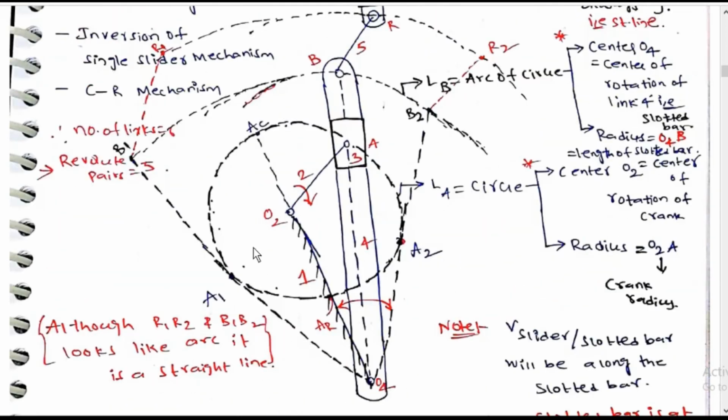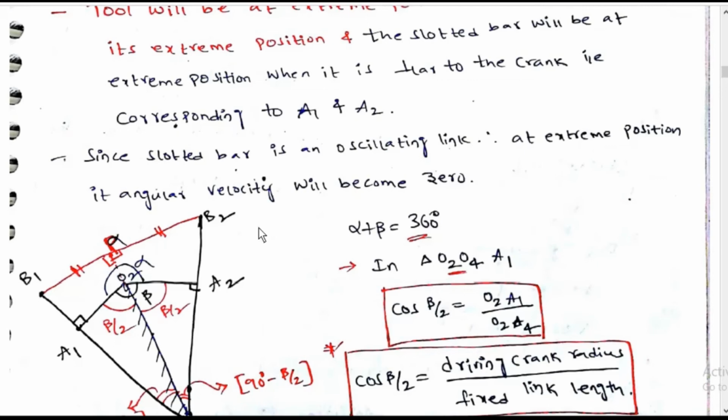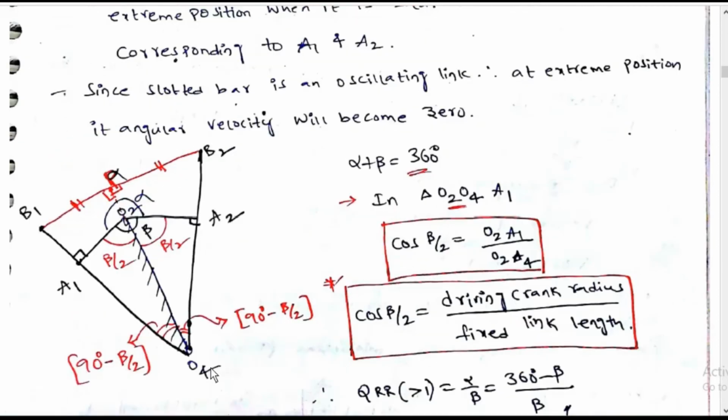At A1 and A2, this OA will be perpendicular to this slotted bar, at the extremes of the circle. Since the slotted bar is an oscillating link at an extreme position, its angular velocity will be 0. This is the fixed link; here it is perpendicular, here also perpendicular: O2 O4, A1 A2, B1 B2.